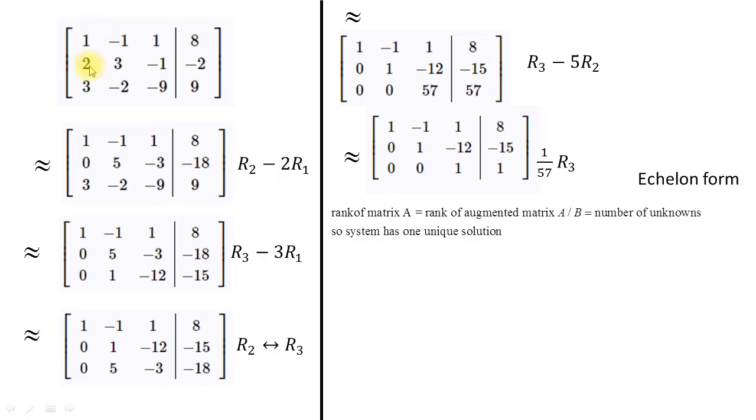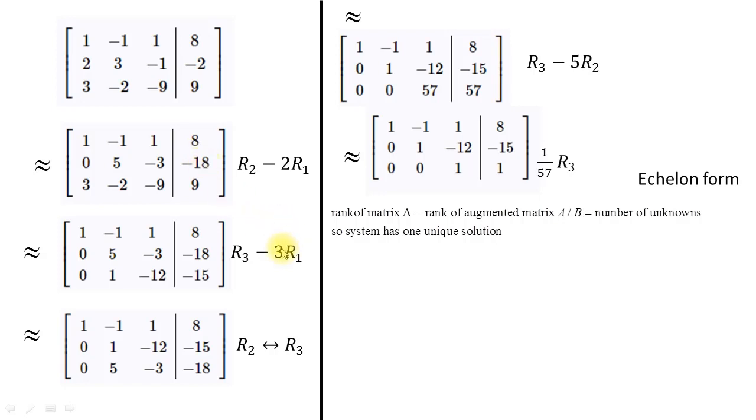2 under 2, and 2 minus 2 is 0. 2 under 2, 3 minus 2 is equal to 5. 2 under 2, minus 1 minus 2 is minus 3. 2 add the 16, minus 2 minus 16 is equal to minus 18.